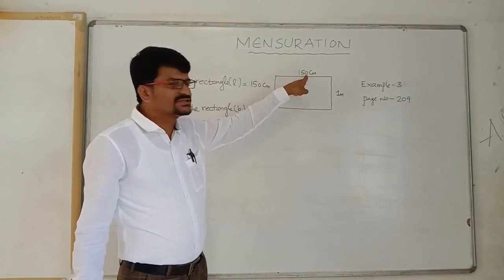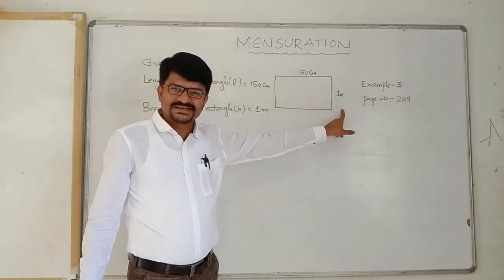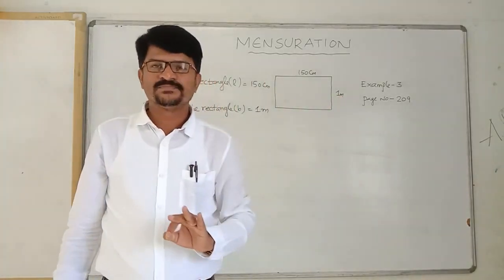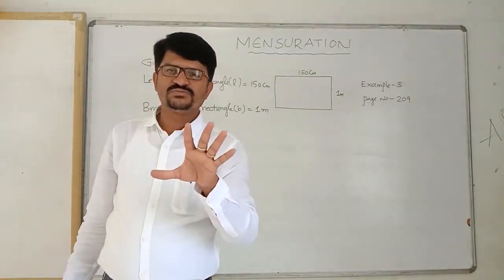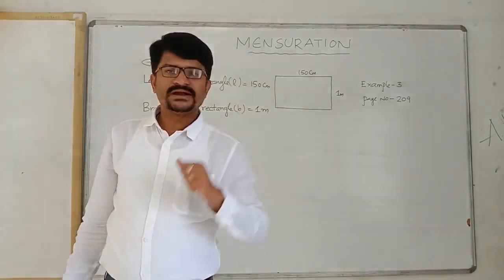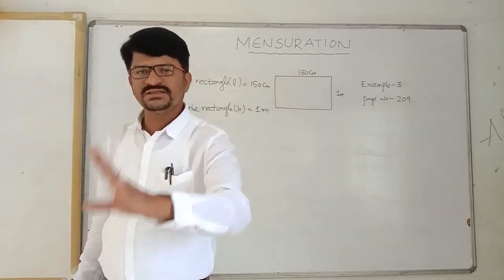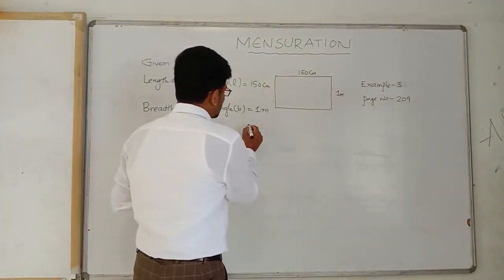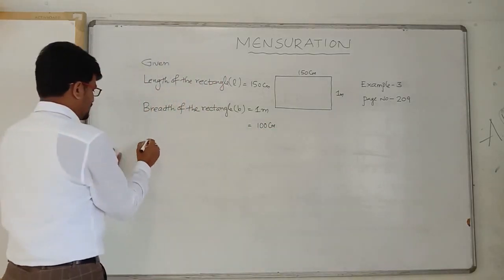Length is given in centimeters, but breadth is given in meters. Whenever finding perimeter or area or anything else, all the measurements should be in the same units. One should not be in meters and the other in centimeters. Both should be either in meters or in centimeters. So this is in centimeters, now we can convert. 1 meter is equal to how much? 100 centimeters. Now find the perimeter.